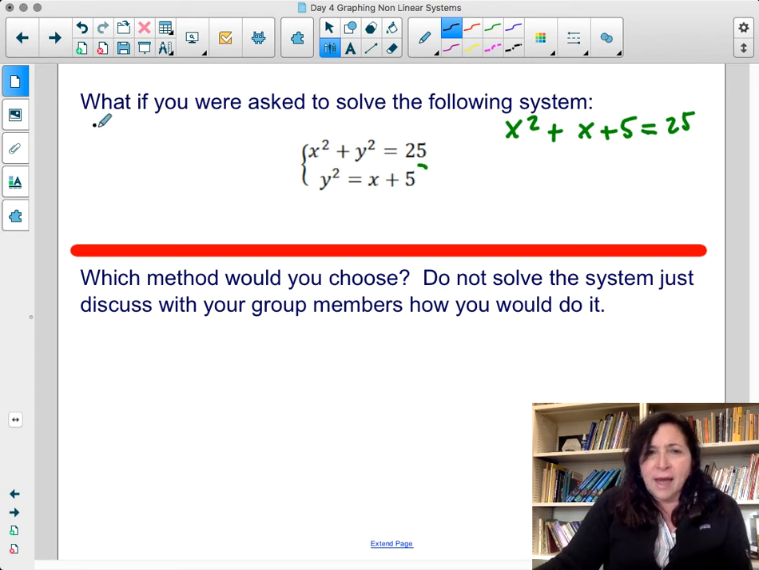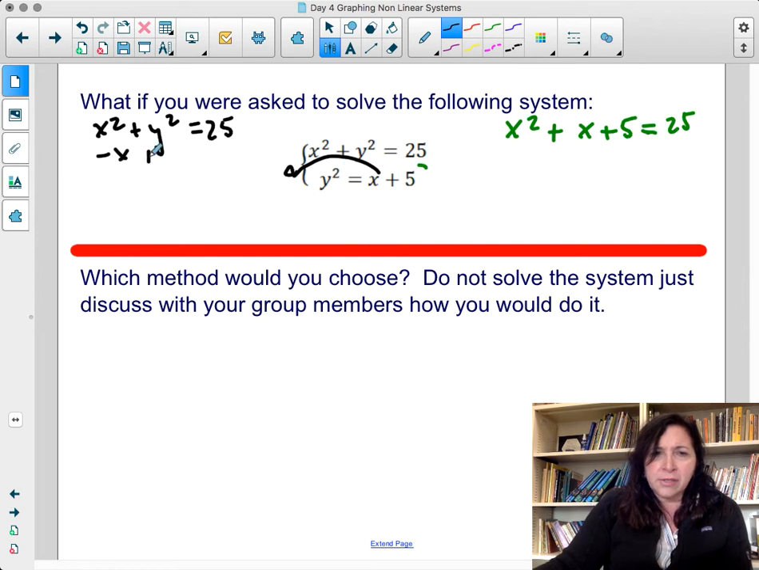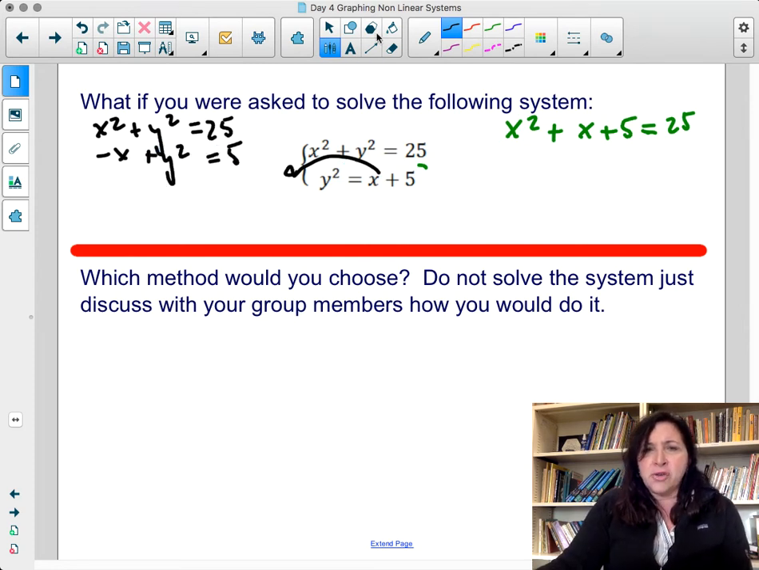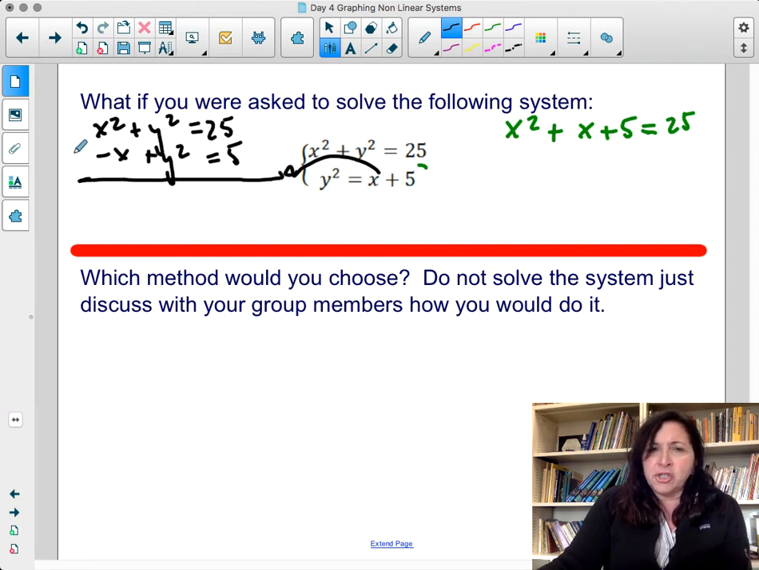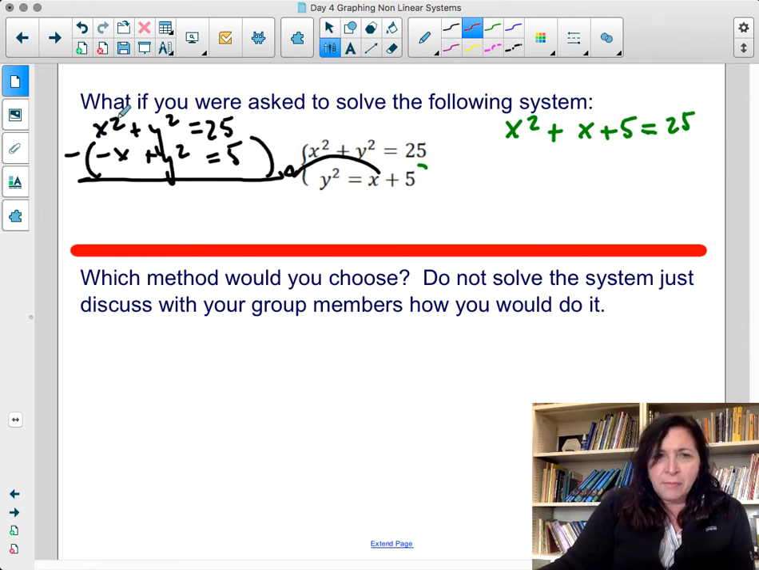So if I did that, I would go x squared plus y squared equals 25. And then I would move this x over to the left, and I would have -x plus y squared equals 5. And I'm not saying you can't eliminate. What I'm saying is you can, but one way is just a little bit easier than the other. Let me show you what I'm talking about, because to get my y's eliminated, I would subtract.